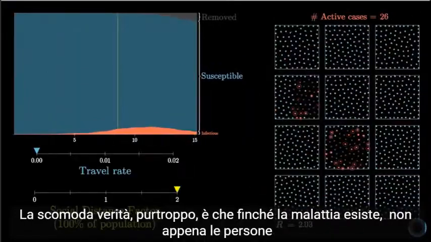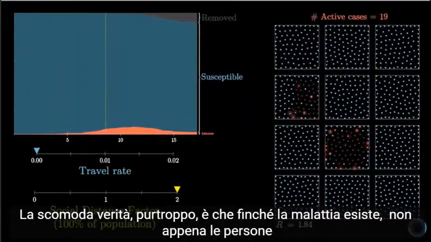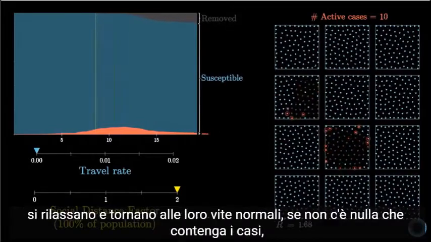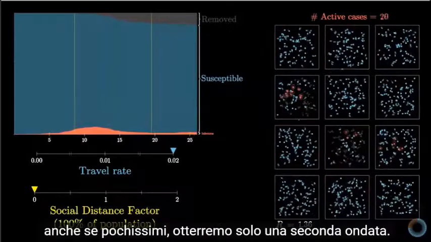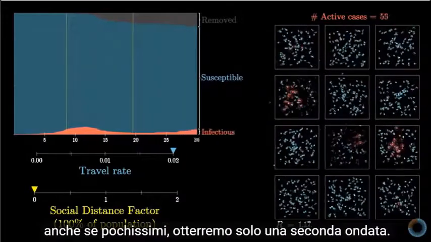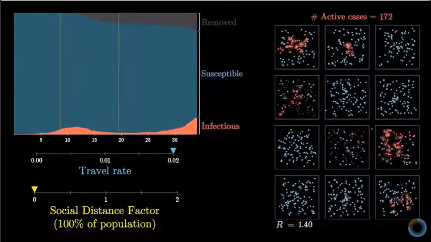The uncomfortable truth, though, is that while the disease still exists, as soon as people let up and they go back to their normal lives, if nothing is in place to contain the cases, few though they might be, you'll just get a second wave.